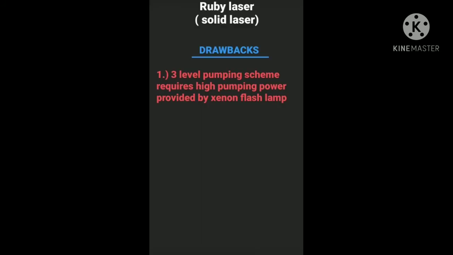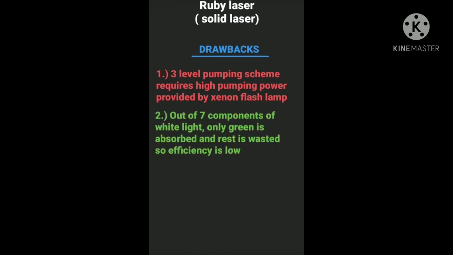First among the drawbacks of ruby laser is the 3-level pumping scheme. Ruby laser obeys a 3-level pumping scheme, which requires high pumping power provided by the xenon flash lamp. High pumping power means high energy, which becomes costlier from the production point of view. The second drawback is that out of all the 7 components of white light, only one component is absorbed, which is the green component, and all the rest are wasted as heat. So the efficiency of ruby laser is low.